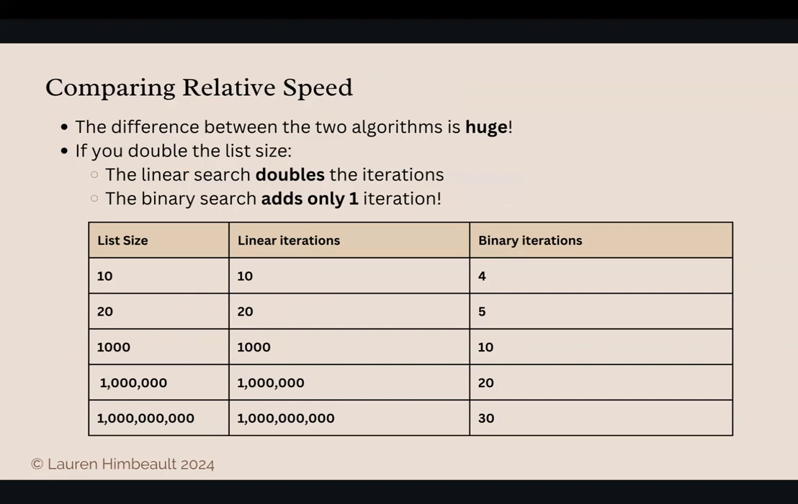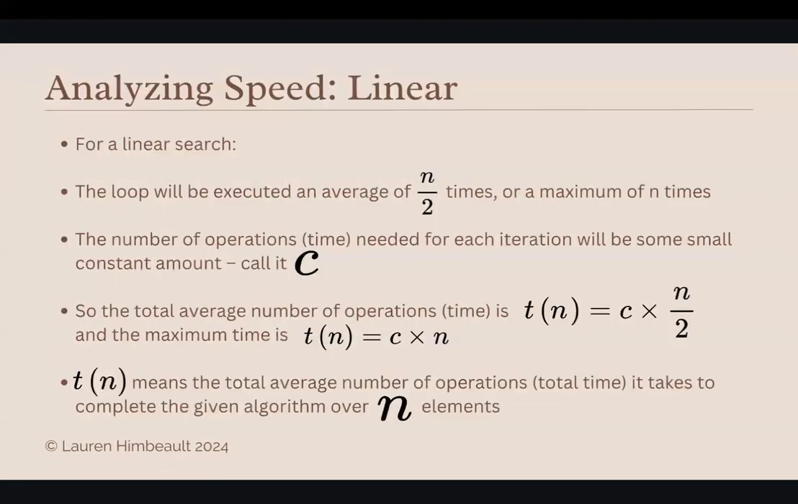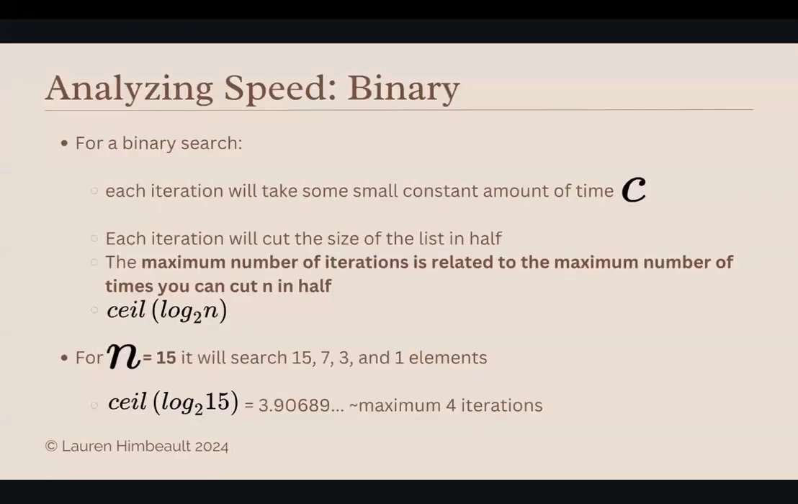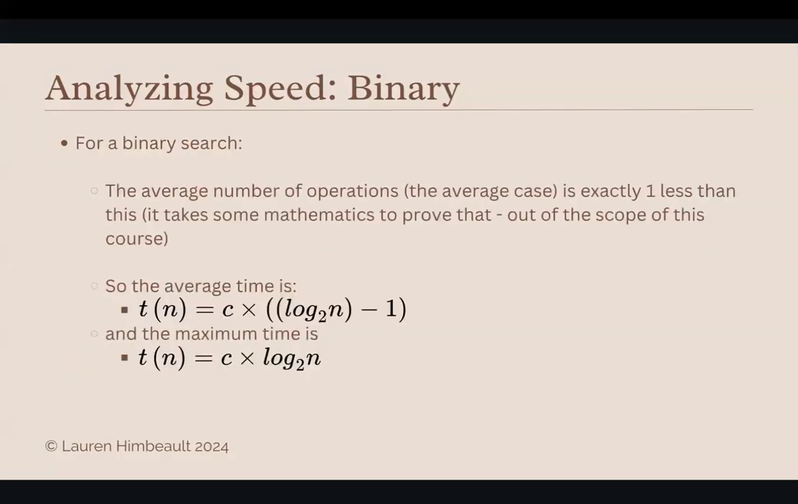So linear was 10, 20, 20, 1,000, 1,000. And then for the binary iterations, we took the ceiling of log base 2 of that list size. And that's how those numbers were formed. And we can now see how those formulas for analyzing the speed came to be. We can see that here.